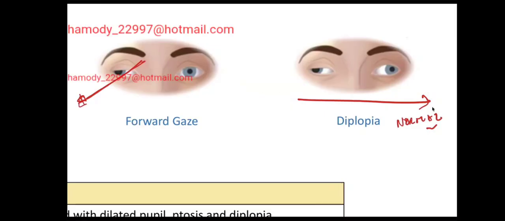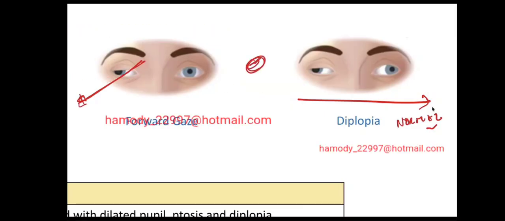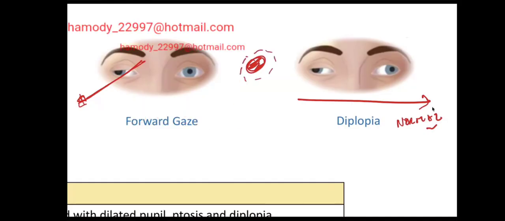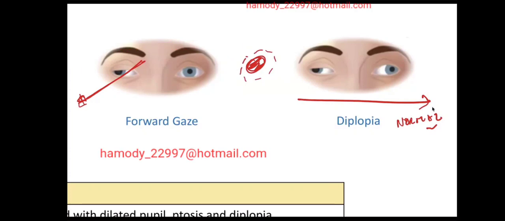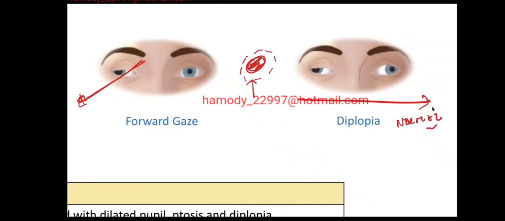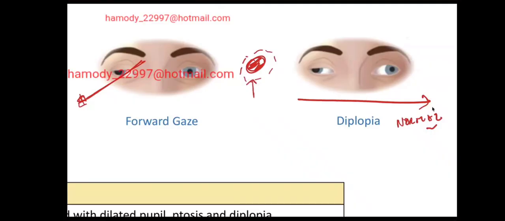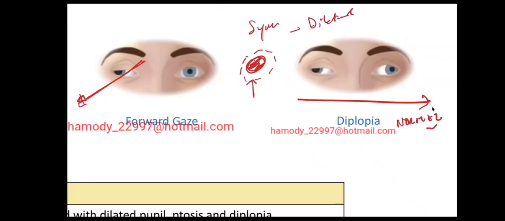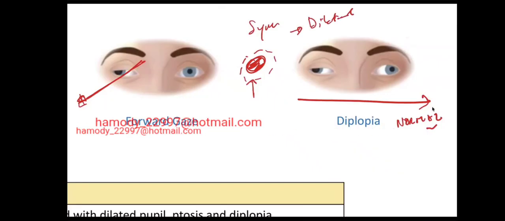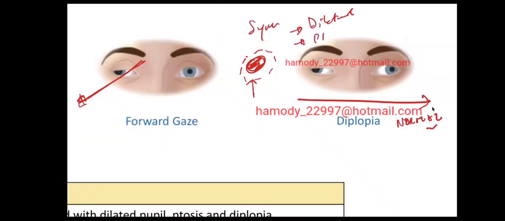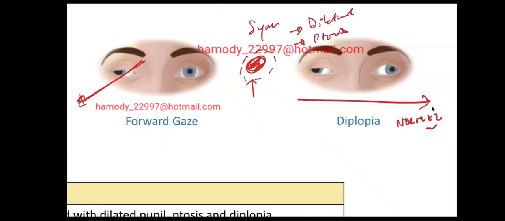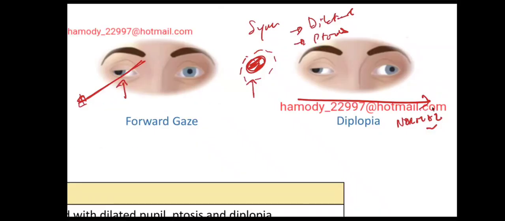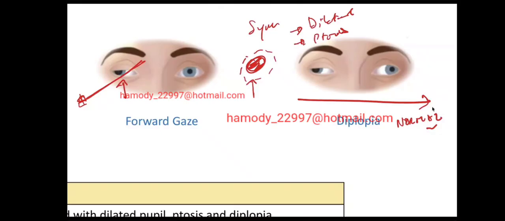Important. Along with this, what you need to remember, this is the third cranial nerve if you are imagining. Surrounding the third cranial nerve are the fibers of the parasympathetic nerves. These parasympathetic nerves also can get affected. If the parasympathetic nerves are affected, unopposed sympathetic activity will result in a dilated pupil. And they can have ptosis also. So remember, they can have dilated pupil and ptosis with the eye position, when you ask them to look forward, downwards and outwards. These are all the classical features you need to be aware of.